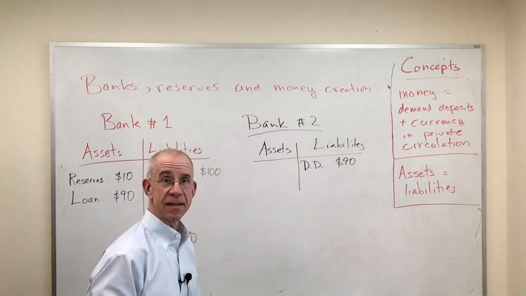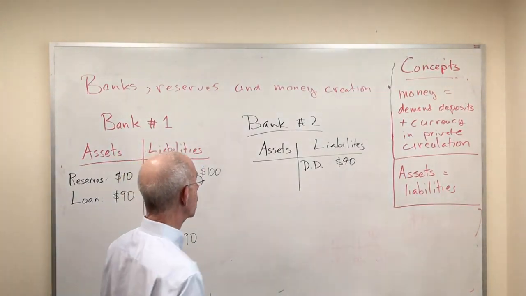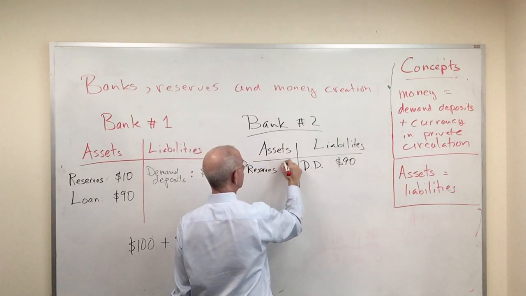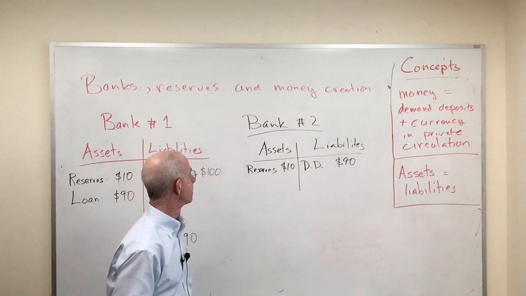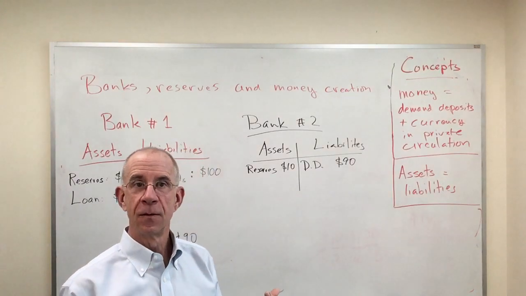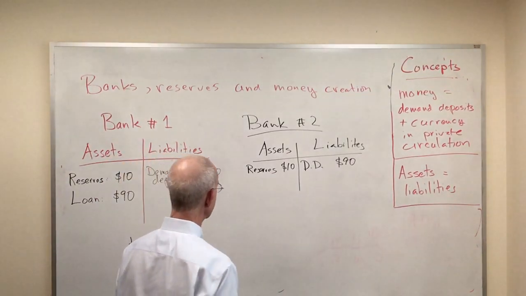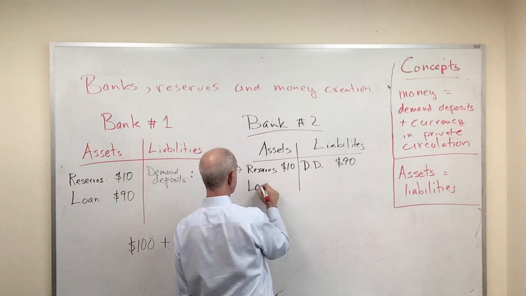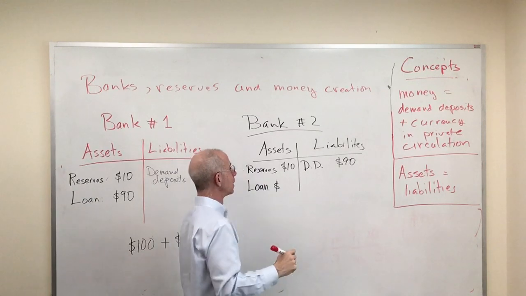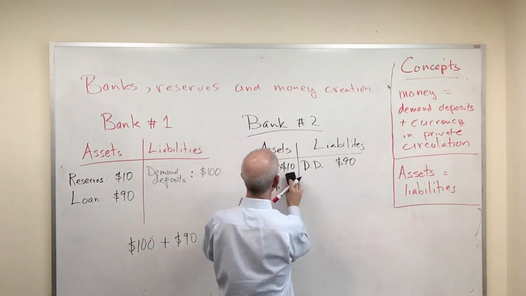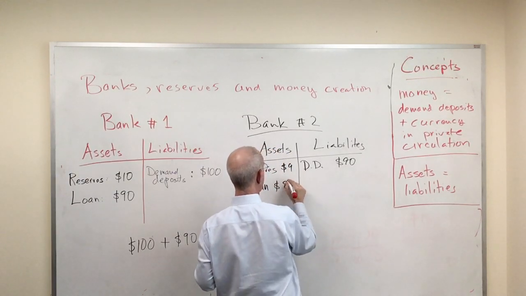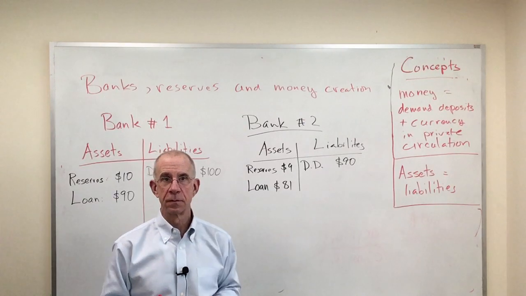This bank says, let's loan out some of those funds. We're going to keep $10 of reserves. And you notice that both of these are just wanting to hold 10% of their demand deposit in reserves, and then they're going to loan out the rest. Okay. Oh, actually, the 10% is not $10; it's $9. And they loan out $81 to somebody else.